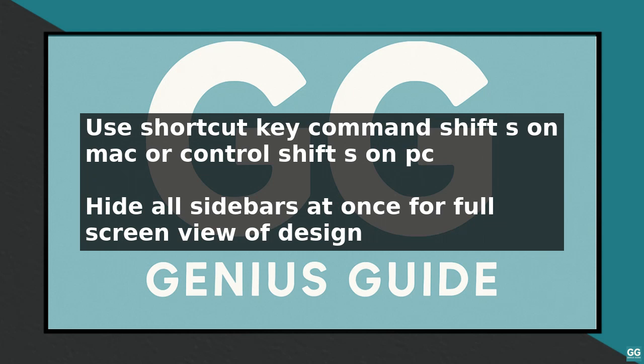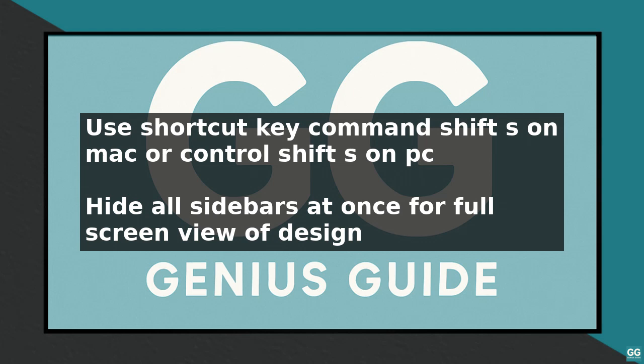To show a hidden sidebar, simply go to the View menu and select the Show Sidebar option. You can also use the shortcut key Command-Shift-S on a Mac or Control-Shift-S on a PC to toggle the visibility of all sidebars on and off.